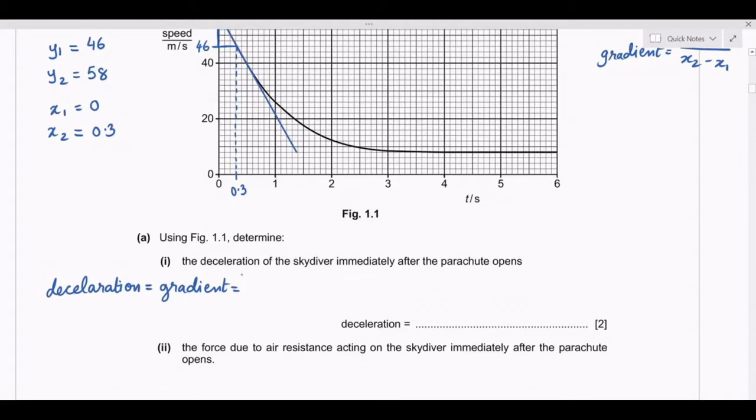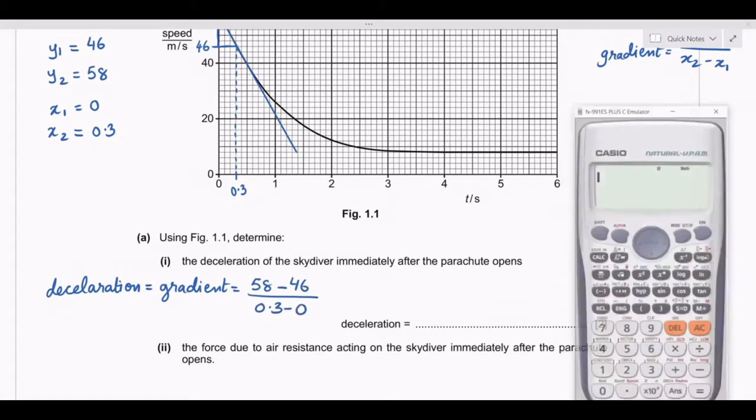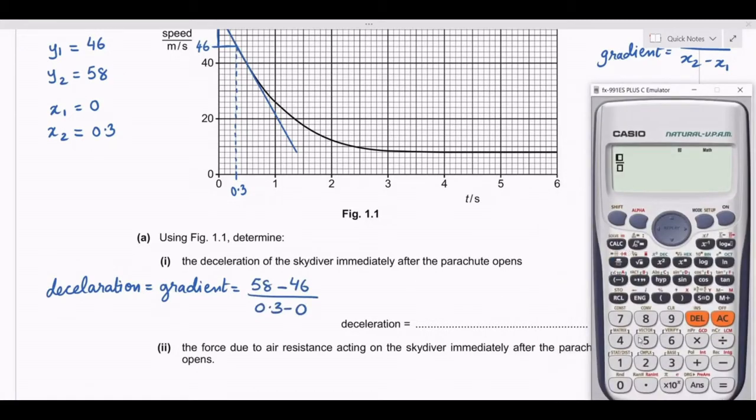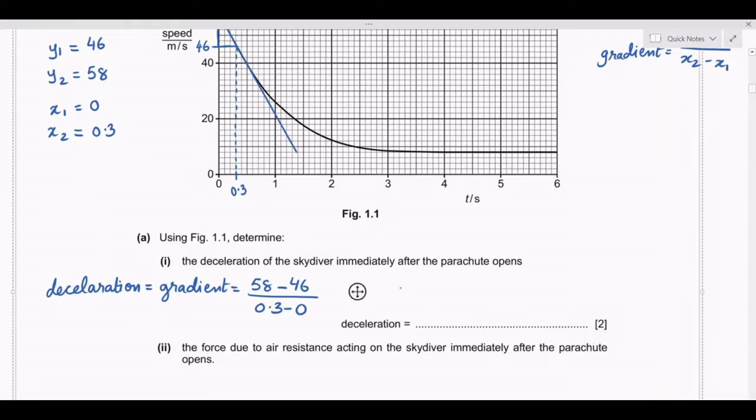Now that we know our y and x values, we can simply write them down into our formula of the gradient. So 58 minus 46 over 0.3 minus 0. So let's plug these values into the calculator. 58 minus 46 over 0.3 minus 0, and our answer is 40. So the deceleration is 40 meter per second square. Do not forget to write the unit.